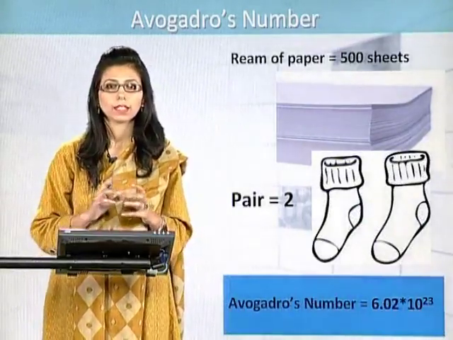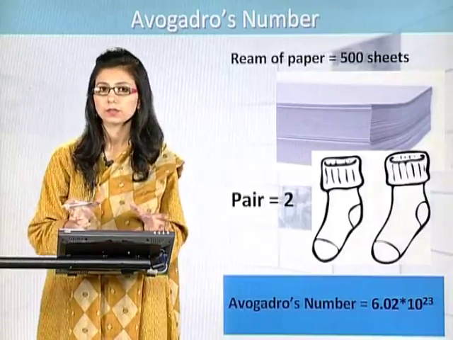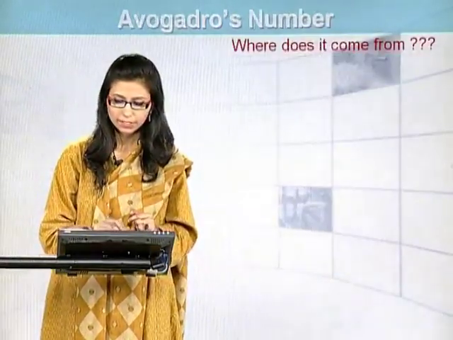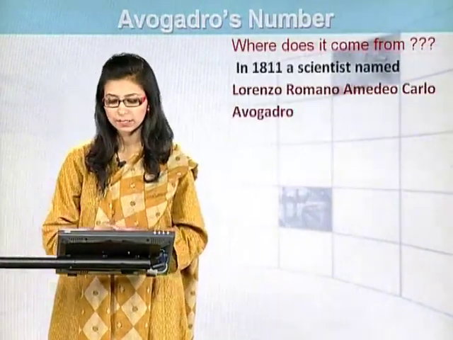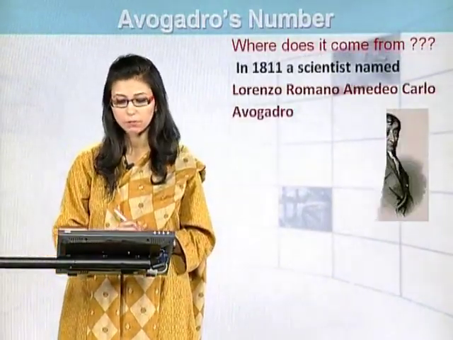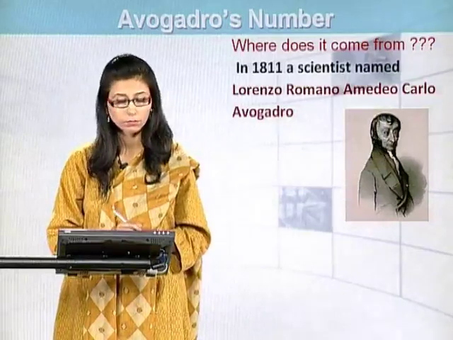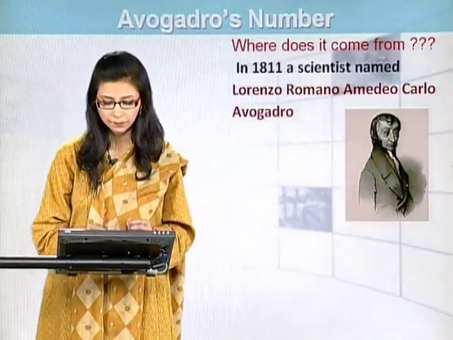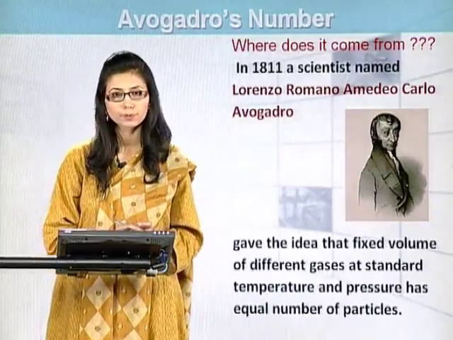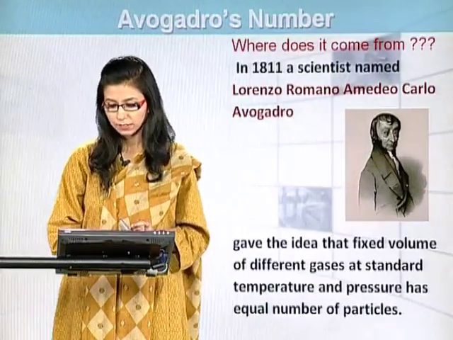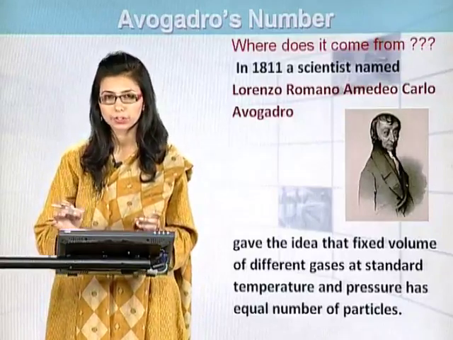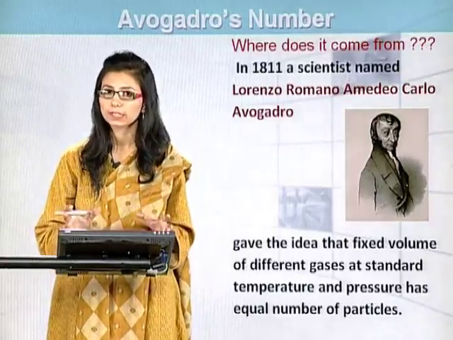Avogadro's number, ये quantity तो जहन में आती है, but what type of unit is this? Where does it come from? In 1811, a scientist named Lorenzo Romano Amedeo Carlo Avogadro, such a big name, but we will stick to the more familiar version, which is Avogadro. Avogadro was the scientist who proposed the idea that a fixed volume of different gases at standard temperature and pressure contain an equal number of particles in it.